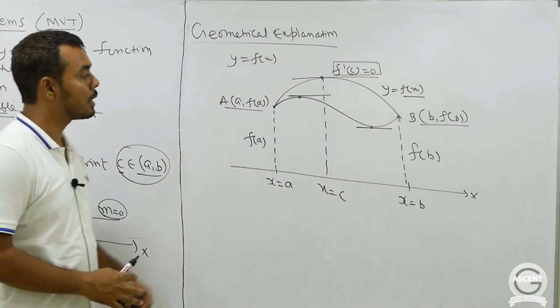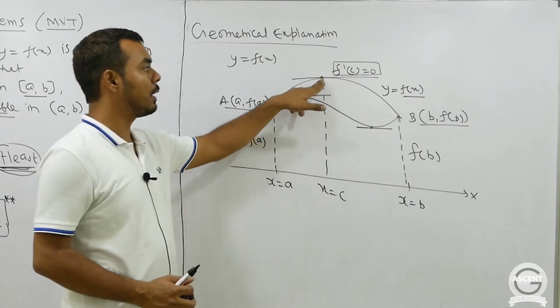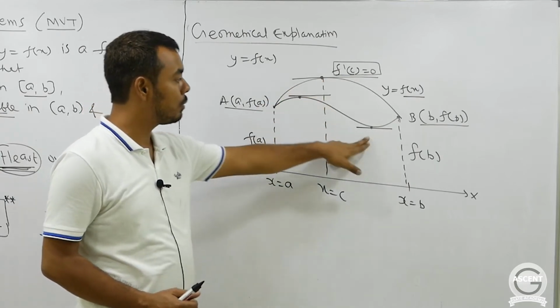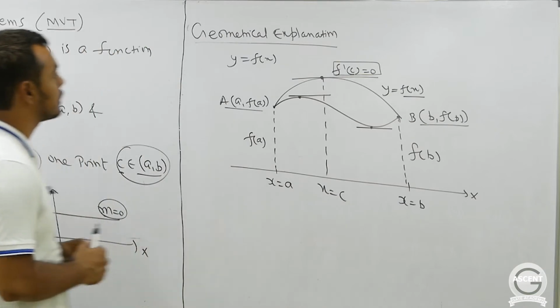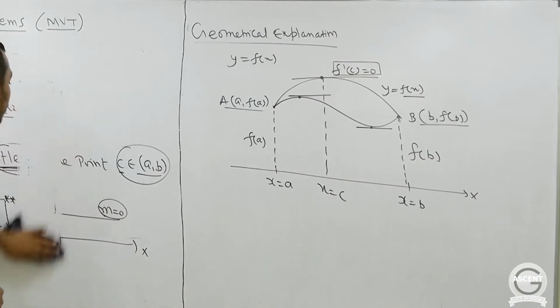So no matter which curve you draw, if the curve is continuous and smooth, meaning there is no break in the curve and the graph of that function is smooth, then there will be at least one point where the tangent line will be parallel to the x-axis. There might be more than one point where the tangent will be parallel to the x-axis. So that is the geometrical explanation of Rolle's theorem. If all these three conditions are satisfied, there has to be at least one point between a and b where the tangent line will be parallel to the x-axis. So now we'll take one problem on this Rolle's theorem. In fact, we'll take two problems.